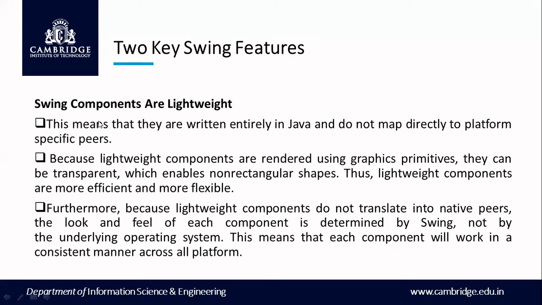So it completely means that it is platform independent. No matter what platform is there in the peer system, it can be executed there. That is the meaning of lightweight. Now, because lightweight components are rendered using graphic primitives, they can be transparent, which enables non-rectangular shapes. Thus, lightweight components are efficient and flexible.